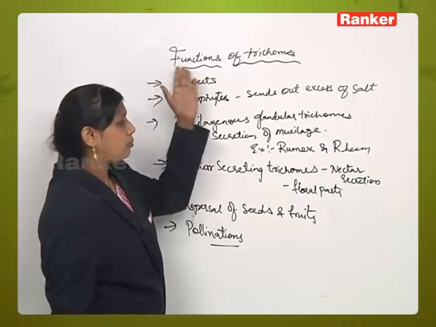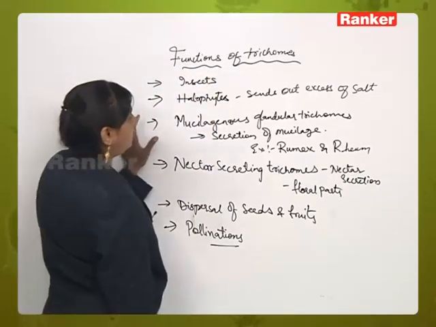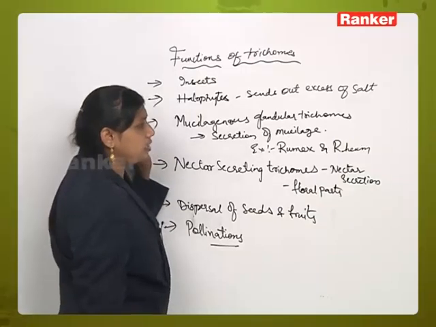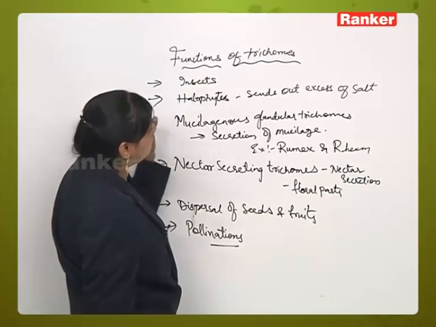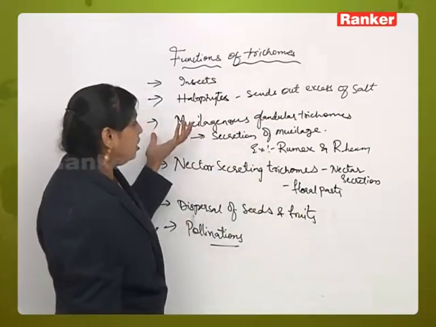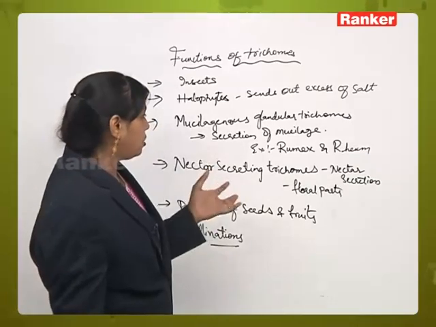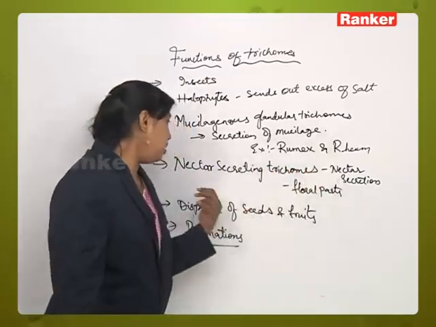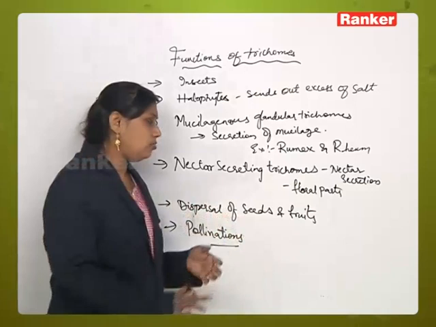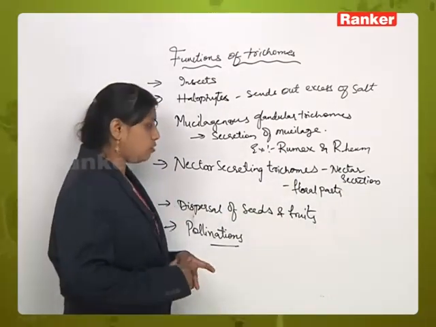These are helpful in protecting the epidermis from insects. In halophyte plants, the trichomes are useful for sending out excess salt from the body. Now there is one more, the mucilaginous glandular trichome, useful for the secretion of mucilage. Example is Rumex and Rheum. Another is the nectar secreting trichome, majorly used for the secretion of nectar, normally present in all the floral parts.